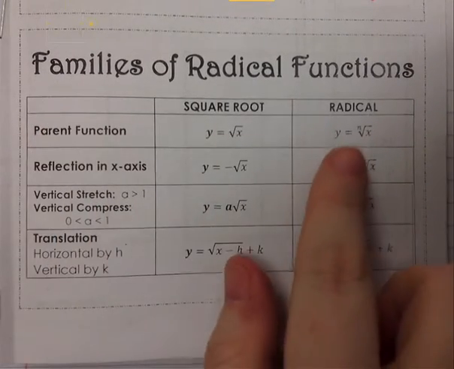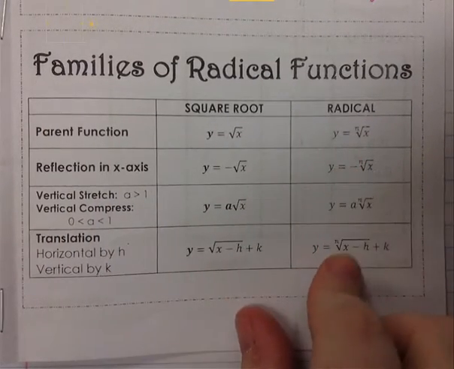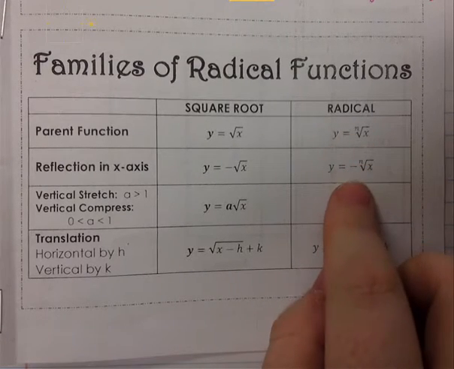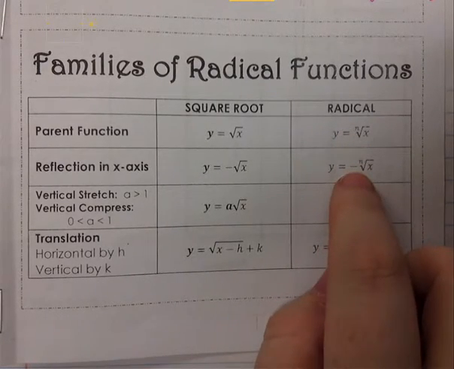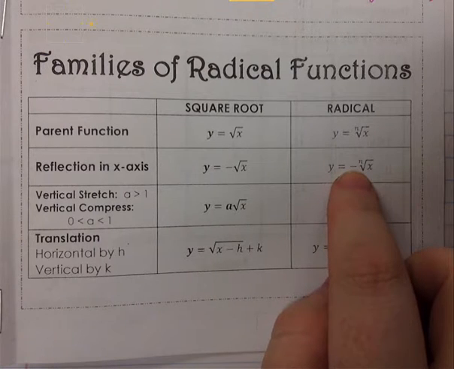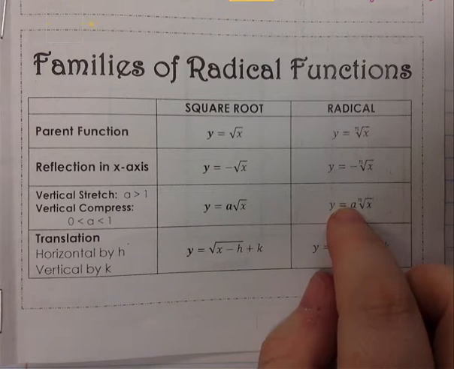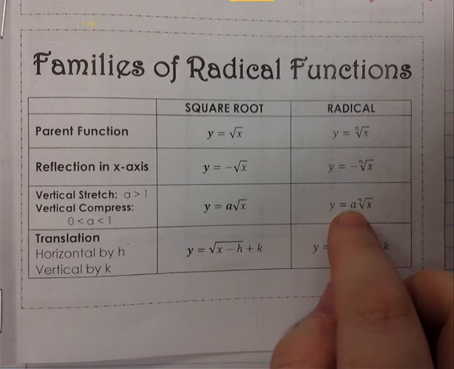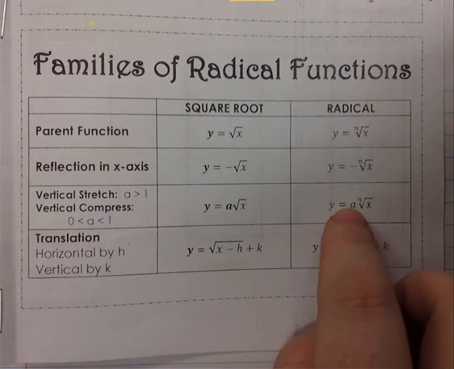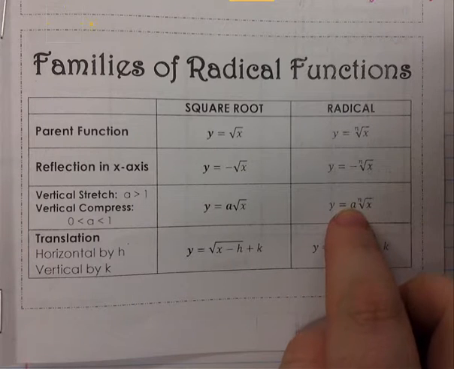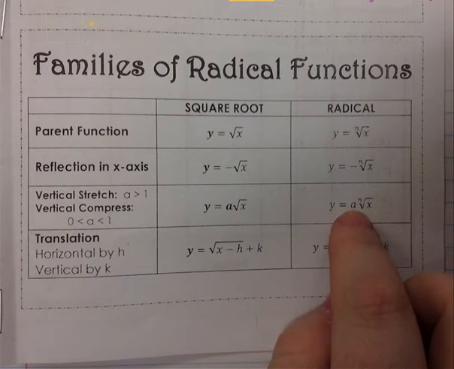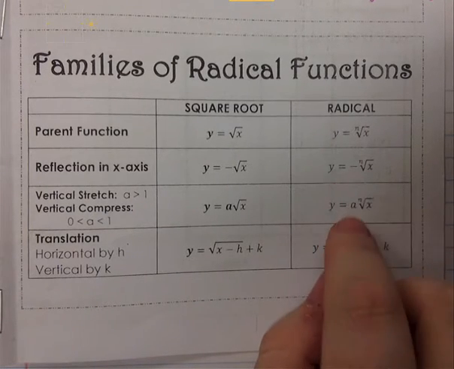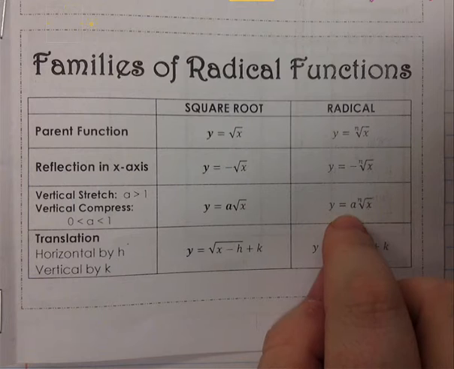So going back to parent functions, how are these changed from that parent function? The reflection over the x-axis is still, if your a value is negative, it reflects over the x-axis. And if you have a value of a that is not 1, it's either going to be a vertical stretch or a vertical compress. It still goes back to the same information we've seen before on quadratics. If a is bigger than 1, it's a vertical stretch, and if a is smaller than 1 but still bigger than 0, it's going to be a vertical compress. Because remember, the negative affects the reflection, not the compress.